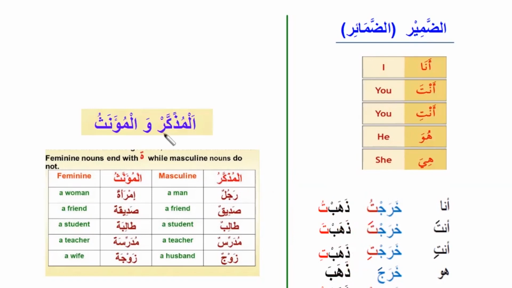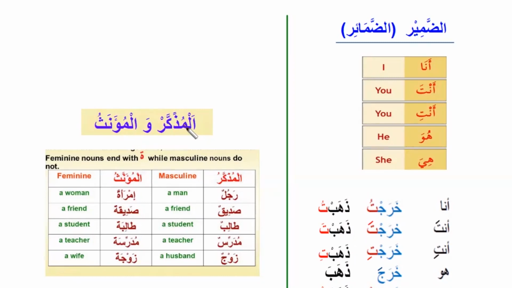Okay. So let's look at one other thing here. Muzakkar wa muannas. I'll talk about muzakkar wa muannas. Muzakkar simply means masculine, and muannas means feminine. Now, as I said, I just said something a few minutes ago. I said that in English, we don't differentiate between masculine and feminine most of the time.